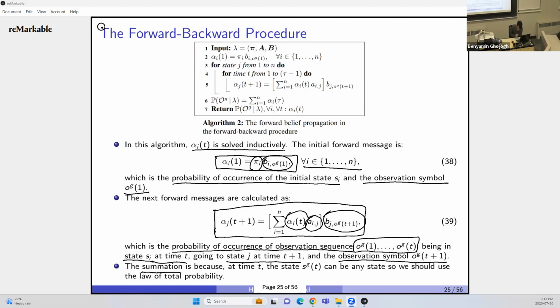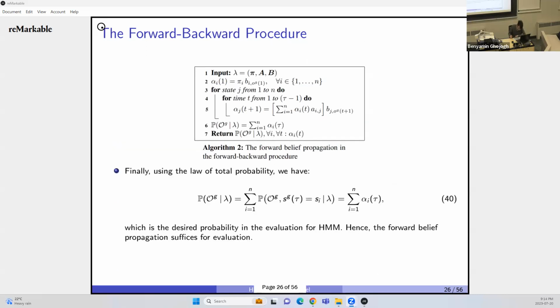And what is this summation for? Because at time t, the state St that we were in can be any state. How do we know? For example, for this specific observation in the observation sequence, any state can generate that observation. Therefore, we need to use the law of total probability. Finally, using the law of total probability, we have this.